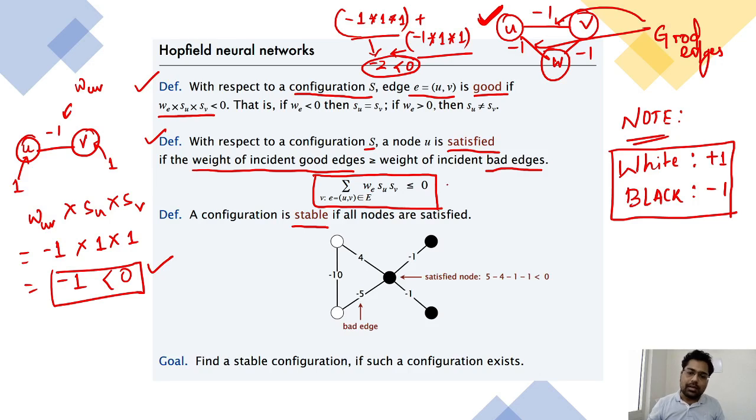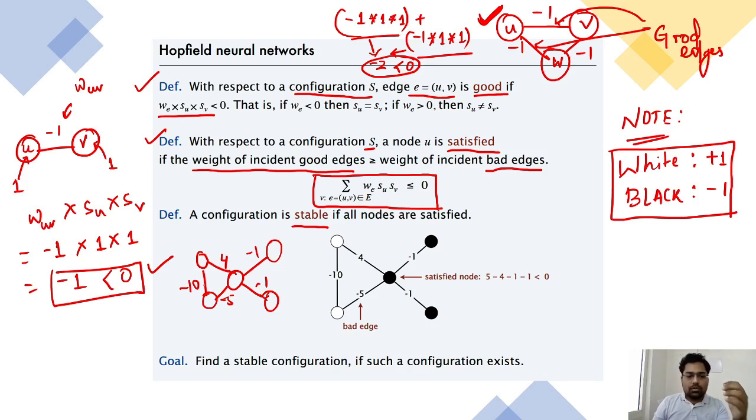This is what our target is. Just an example I have kept for you. Initially it is not like this. Initially a color has been kept, with weights 4, -10, 0, -5, -1, -1. Initially all are white.